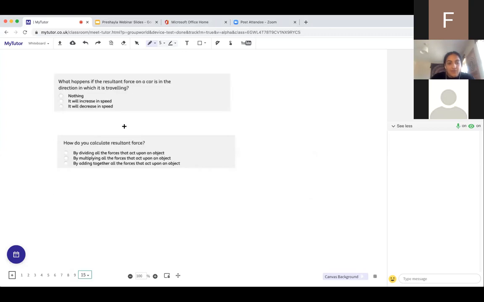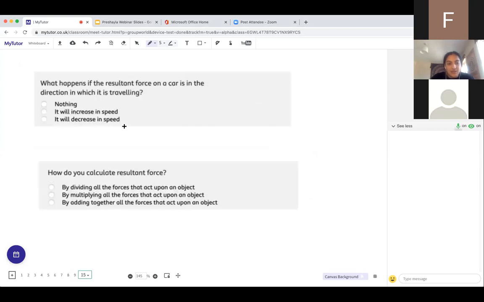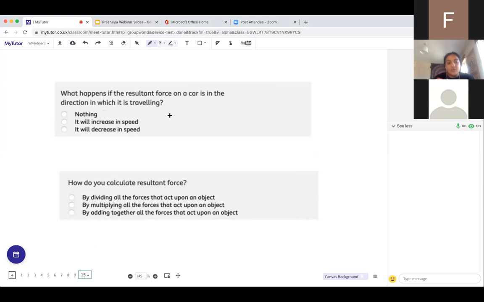What happens if the resultant force in a car is in the direction in which it is traveling? So if the force matches the direction of the car's travel, what happens? Will it increase in speed, will it decrease in speed, or nothing? Cool, it will increase in speed, so it will accelerate. It's another way of just saying acceleration. So remember, whatever direction the resultant force is in, is the same direction the acceleration is in.